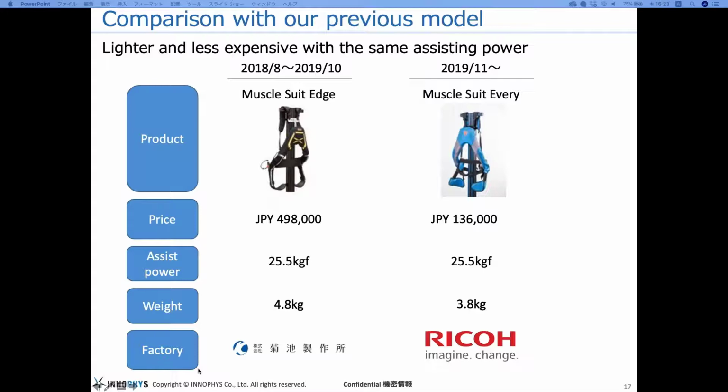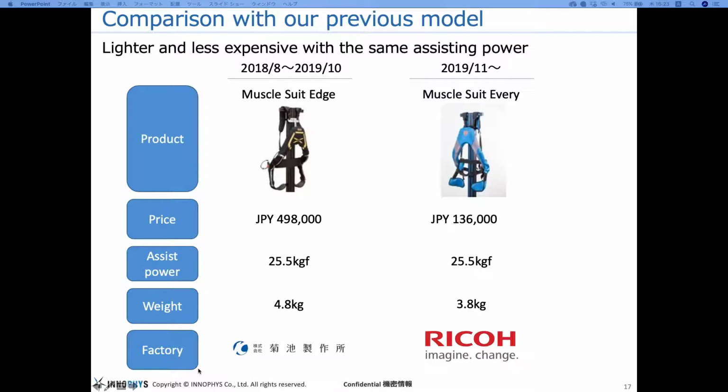Now, Muscle Suit Every costs 136,000 yen, which is about $1,200, I think. And in terms of the assisting power, it's exactly the same. And look at the weight. The previous one weighed 4.8 kg, but the current one is 3.8 kg.